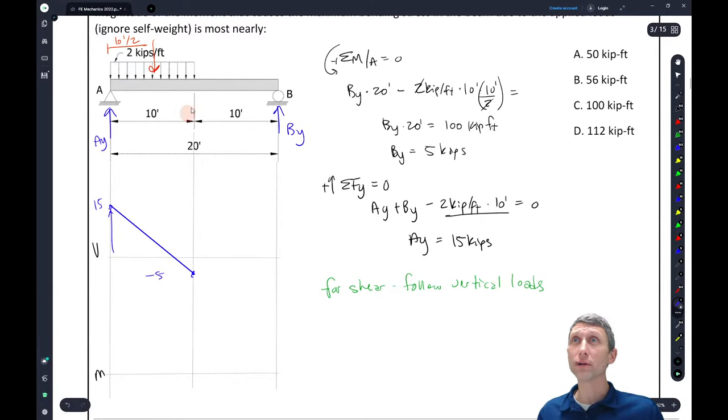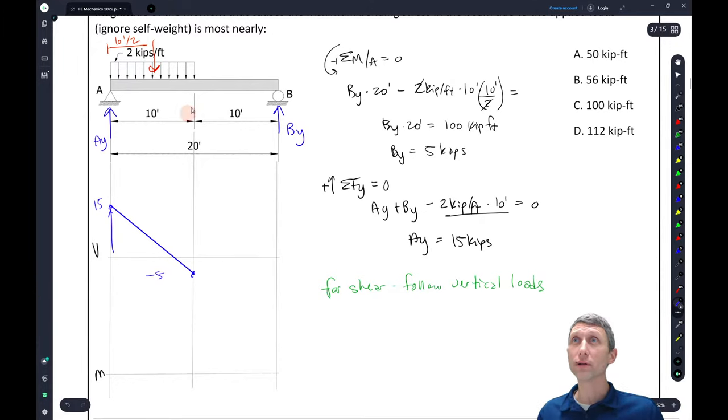Personally, I don't find it much crazier to just sum moments about A and subtract. So you can do it either way. I always sum moments about point A just because it's consistent, and that way I don't screw people up when I'm teaching it. But what we do here is we have AY. AY doesn't cause a moment about A, but let's sum moments about point A equals zero.